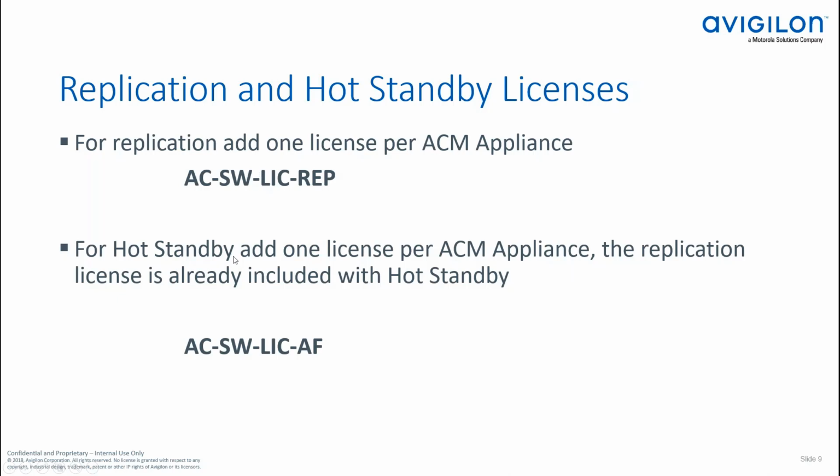If you're doing hot standby, then in fact you need this license, the ACSWLICAF. This license already contains the replication license, so you don't need to add the replication license. You just add the auto failover license for all the servers that are participating in the replication. So if you have two servers, a primary and a hot standby, both servers will need to have this license. If all you have is just servers replicating, no hot standby, just replication, then every server in a replication group needs to have this license up here, the replication license.